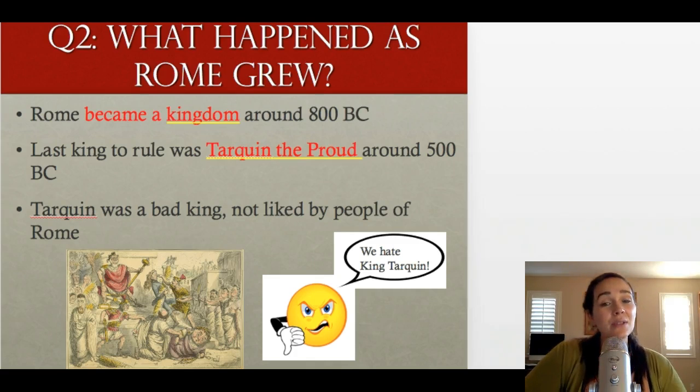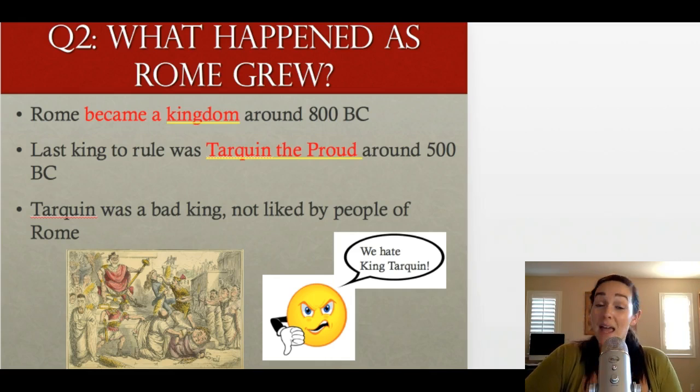And as it continues to grow, it's too big to really be a settlement anymore. They need a stronger form of government. And ultimately, what happens is they end up deciding to become a kingdom. Notice that number 3 on your yellow question sheet is what happens as Rome grows.